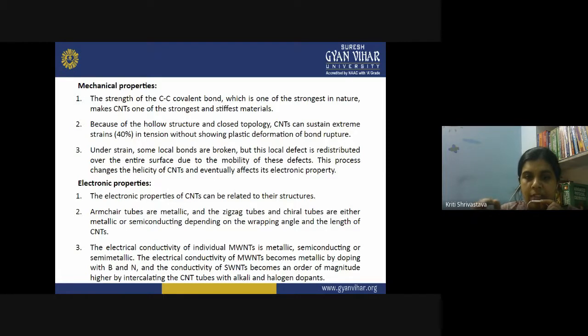And the conductivity of a single wall nanotube becomes an order of magnitude higher by intercalating the nanotube with alkali and halogen dopants. So in case of a single wall nanotube, the doping can be done by alkali or halogen dopants. And in case of a multi-wall nanotube, this can be done by using boron and nitrogen. So this was about the electronic properties of carbon nanotubes.